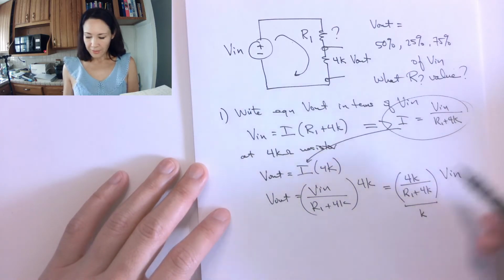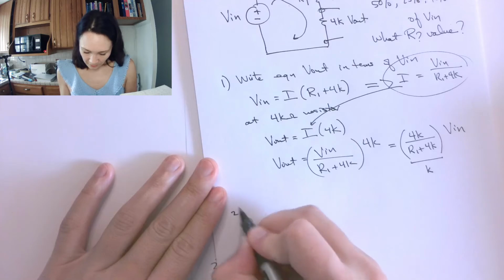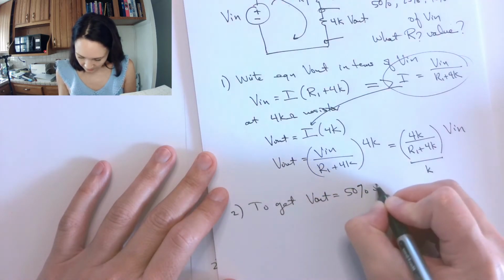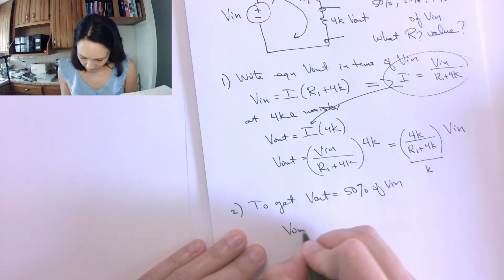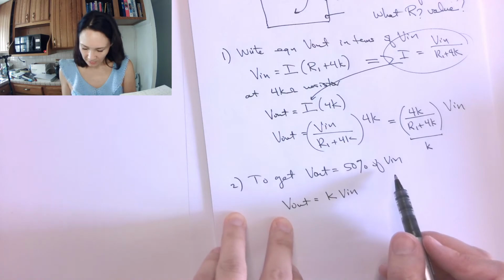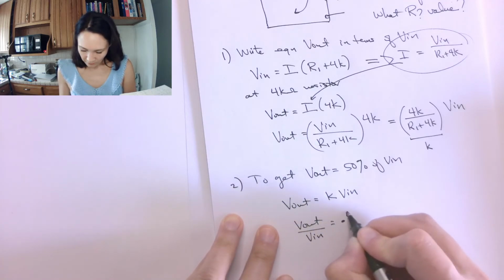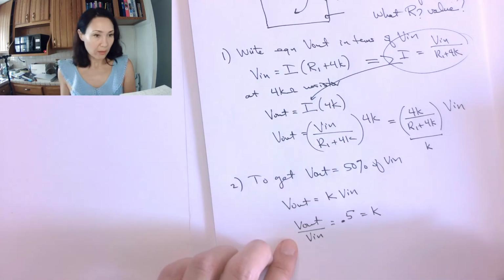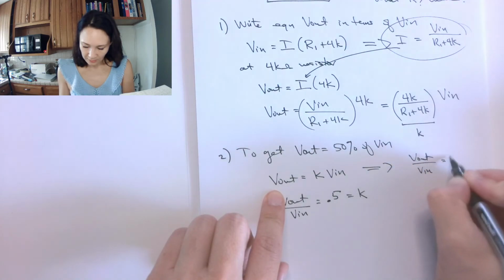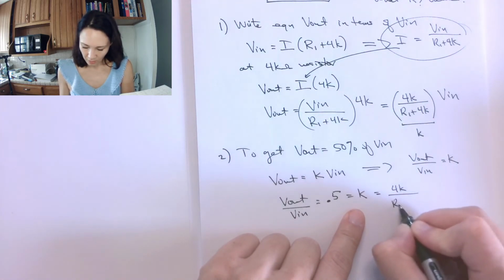But we're asked to find what value of this unknown resistor R1 will give us a V out of 50% to begin with. Okay, so the second part of our problem, to get V out equal to 50% of V in, well, check this out. If we have V out is equal to K times V in, then if V out is 50% of V in, that means that the ratio of V out to V in should be 0.5. And if I divide both sides by V in, I get V out over V in is equal to K. So this is going to be consistent. My K that I figured out up here is 4K over R1 plus 4K.